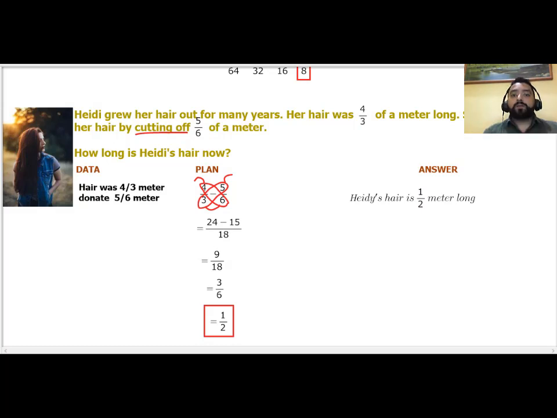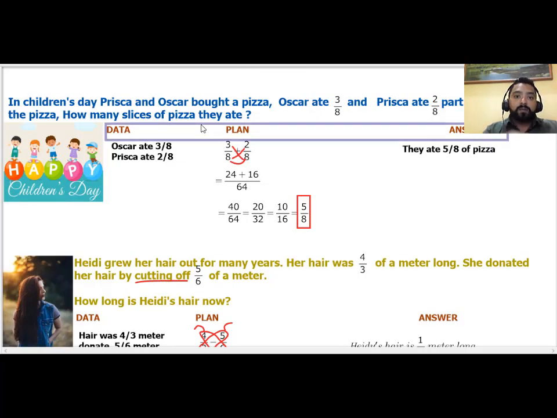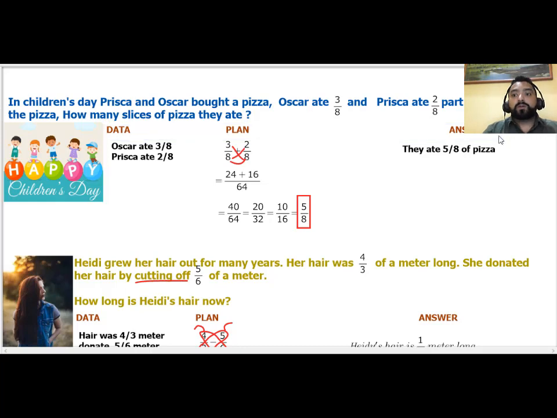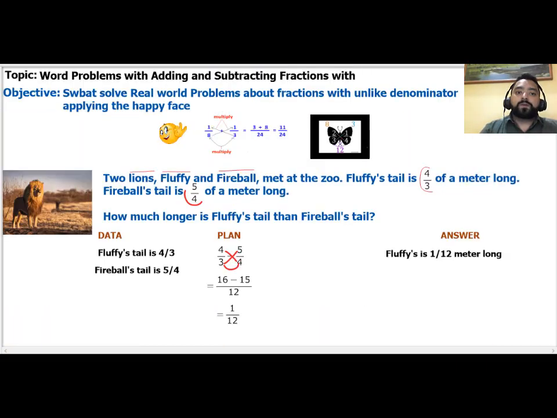Remember, you have to identify the specific word that tells us what operation we are going to use, adding or subtracting. In this case, cutting off means subtracting. In this case, they ate means together, so we are going to use addition. And in this case, it's asking how much longer, so how much longer, one than the other, means subtracting. And remember to use cross multiplication and a smile.